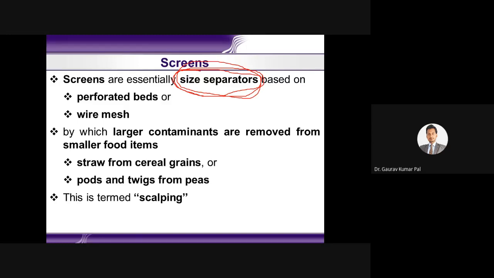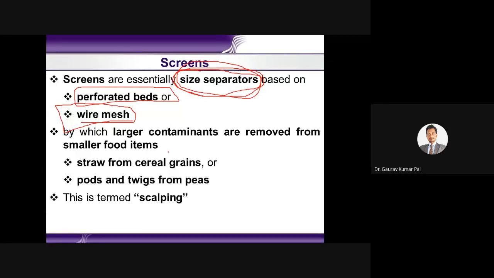Or we can use different wire mesh. We can use even the wire mesh or perforated beds that can be effectively used to screen food grain materials or food materials on the basis of their size. By using the perforated beds or wire mesh, whatever large contaminants are there are going to be removed from the smaller food items. So whenever we use the screens, the smaller food item will come down, and the large contaminant will stay up. Okay, we are going to remove the large contaminant. Whatever food material there is usually has a small size compared to the contaminant.